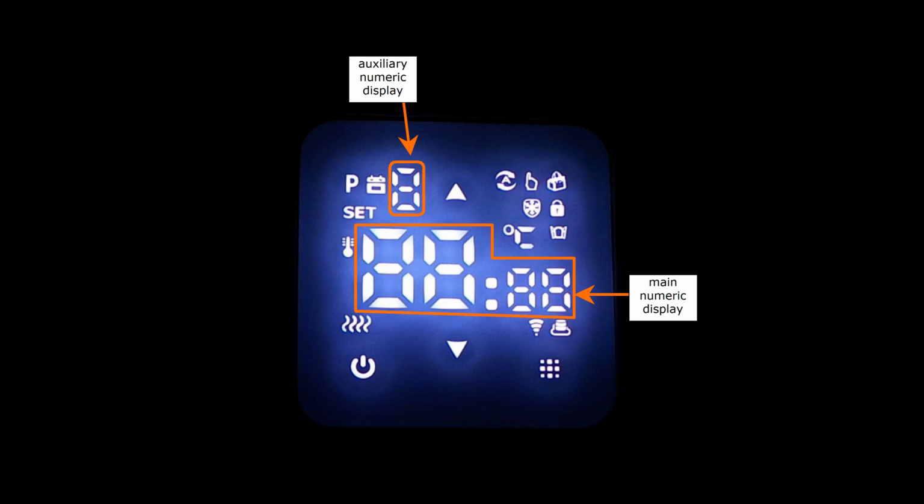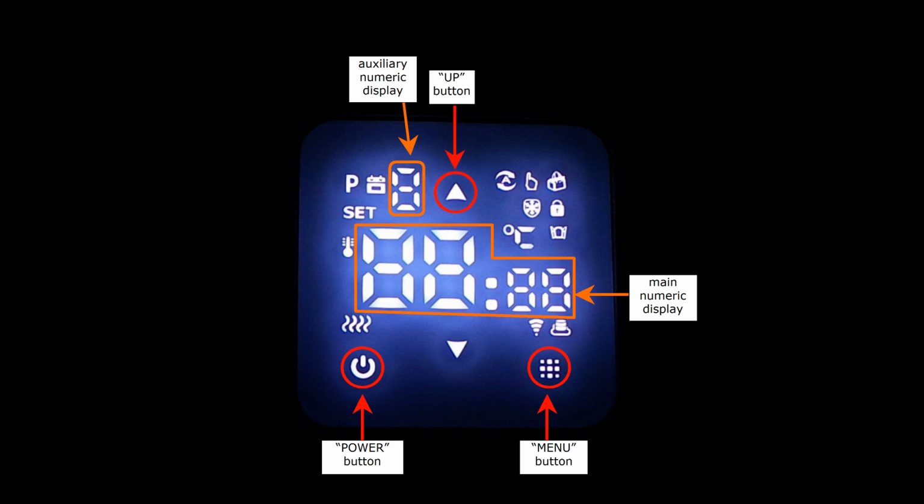We also have an auxiliary numeric display, which is just a single digit toward the top of the display. We have 4 parts of the display which are touch sensitive. Let's call them buttons. First of all, we have a power button at the lower left of the display. We have a button that looks like 9 dots in a grid arrangement. Let's call that the menu button. We have an up arrow button, and we have a down arrow button.